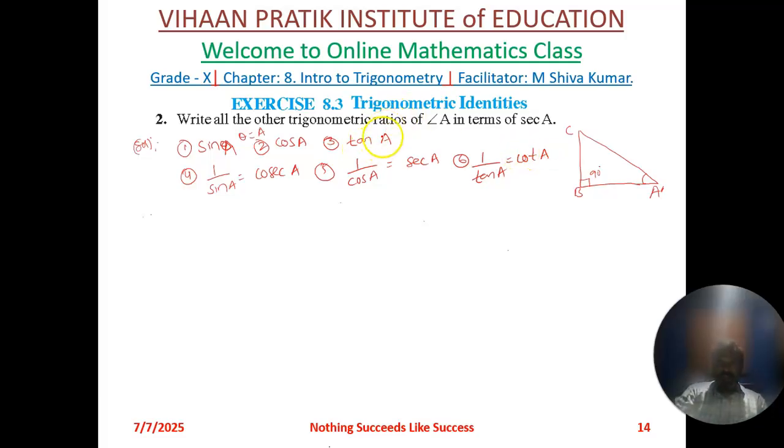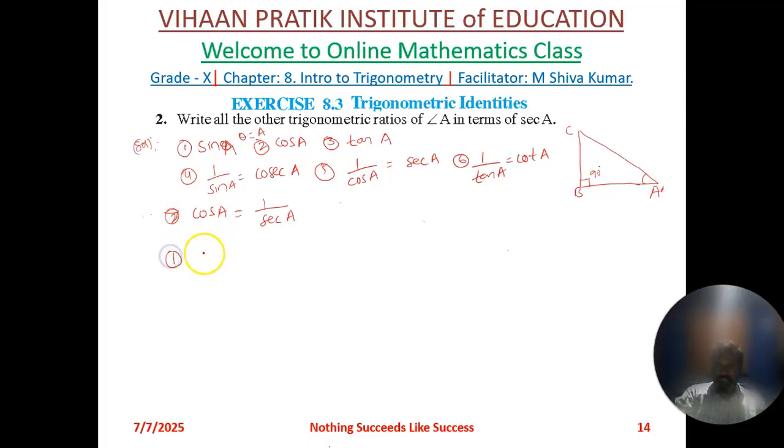Now we have to write all these trigonometric ratios in terms of secant A. So we'll start with the very easy one, the second one, cos A. Cos A is the reciprocal of secant A. So we are writing cos A in terms of secant A. Whenever we want to write cos A, we will write it as reciprocal of secant A. This is the first one, which is equation 2.